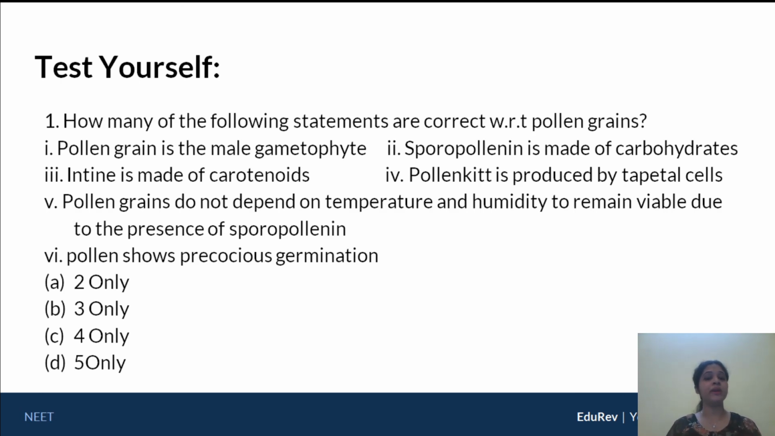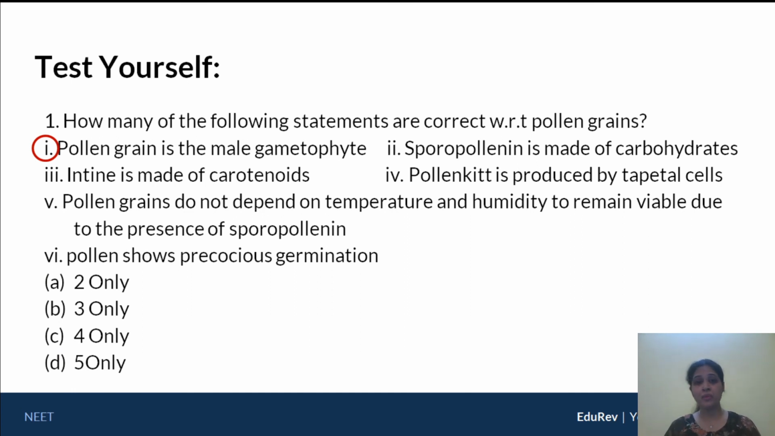Okay, the first one: how many of the following statements are correct with respect to pollen grains? Now you have a couple of options we need to choose. The first option: pollen grain is the male gametophyte. Now the word gametophyte means the housing structure. Okay, now the pollen grain is the male gametophyte. Now that is a true statement. It is the male gametophyte.